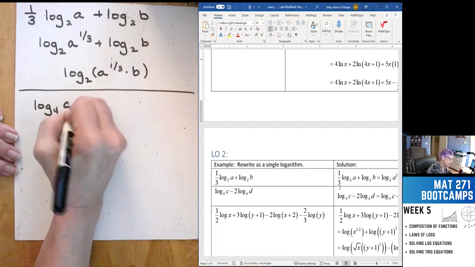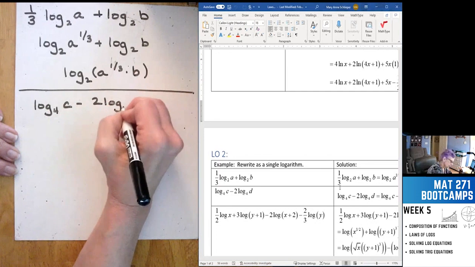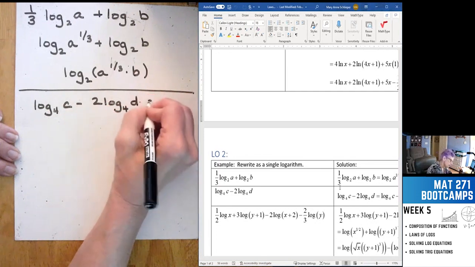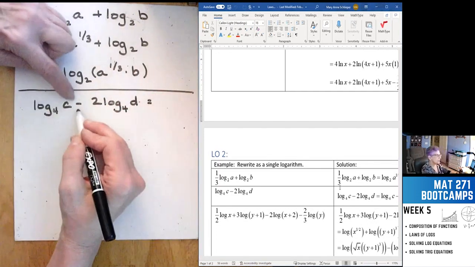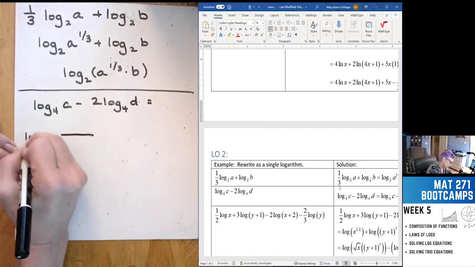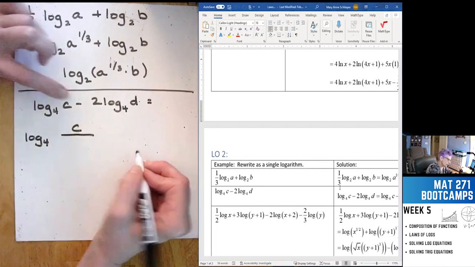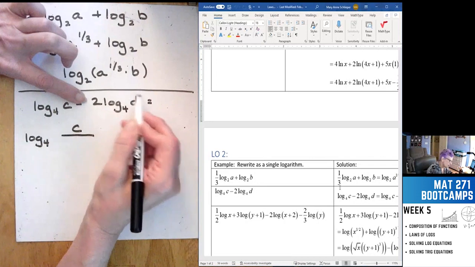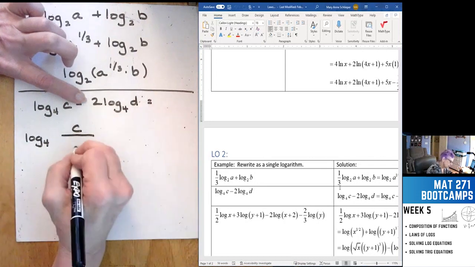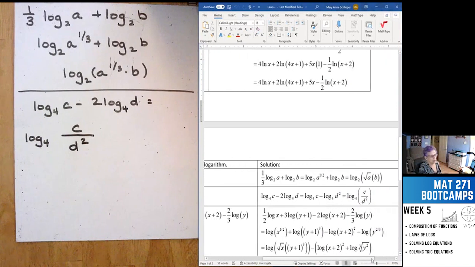Log base 4 of c minus 2 log base 4 of d. So I see a minus sign here. I know there's going to be a fraction bar. C is going to go on top, and this 2 is going to come up here and be an exponent. So we have d squared. And there I put in all the steps.